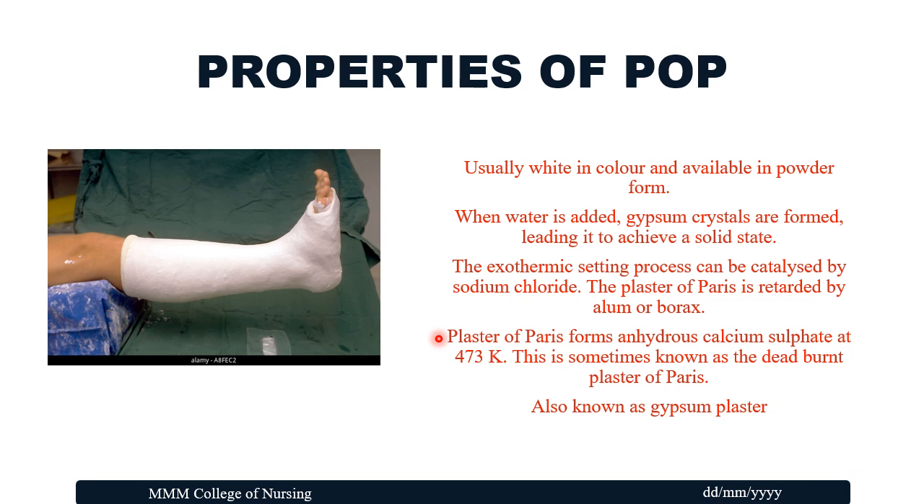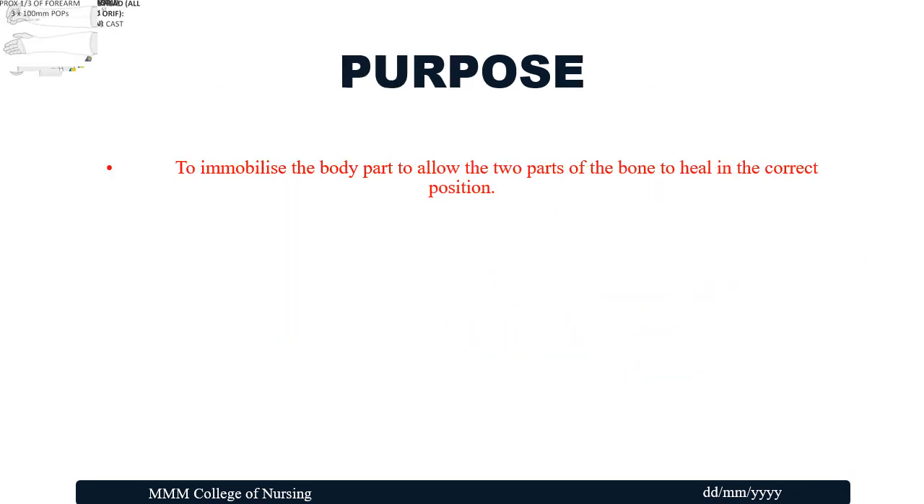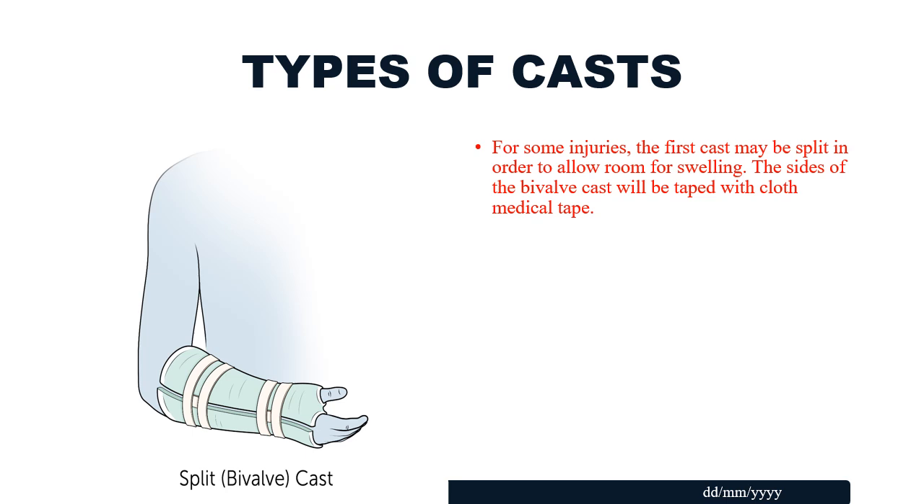So the property is mainly gypsum crystal, and it is catalyzed by sodium chloride. The other name for this is gypsum plaster or plaster of Paris. Purpose. The purpose is to immobilize the body part to allow the parts of the bone to heal in the correct position. Okay, now let's see the types of casts.